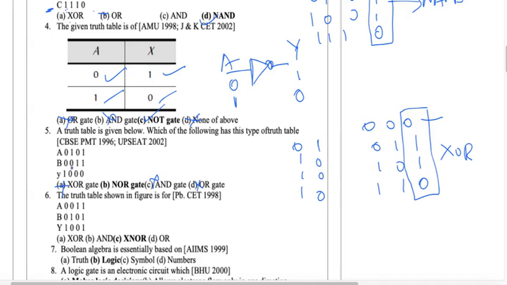As you can see, when both the inputs are 0, the output is 1. If any of the inputs is 1 and the other 0, the output is 0. If both the inputs are 1, then it is 0. So the answer is NOR gate.